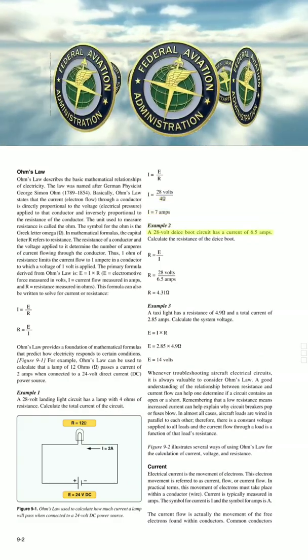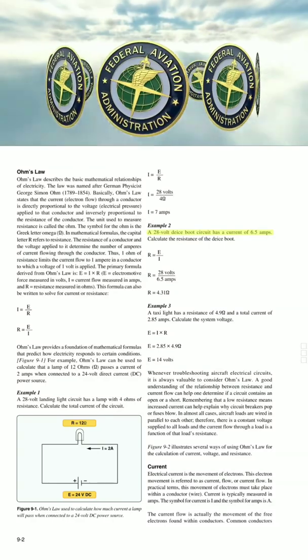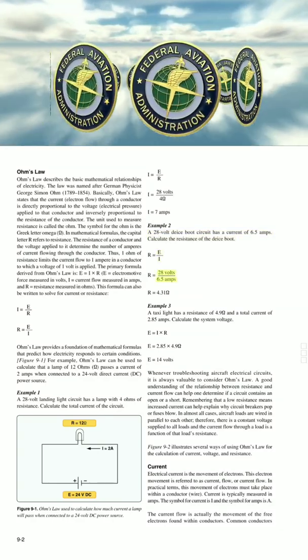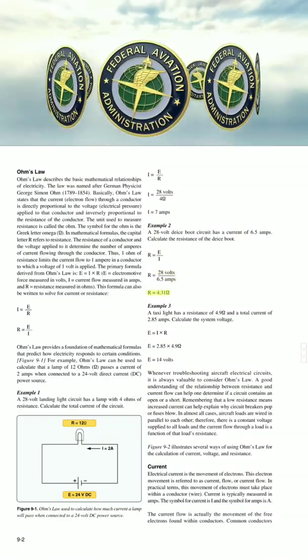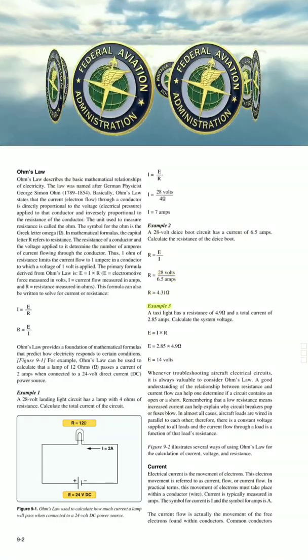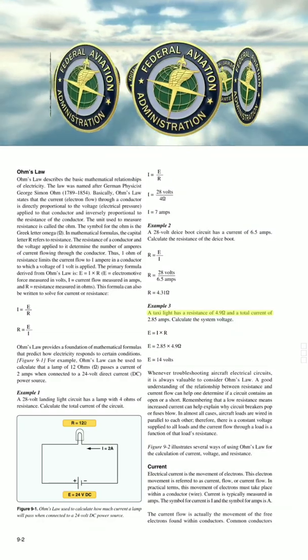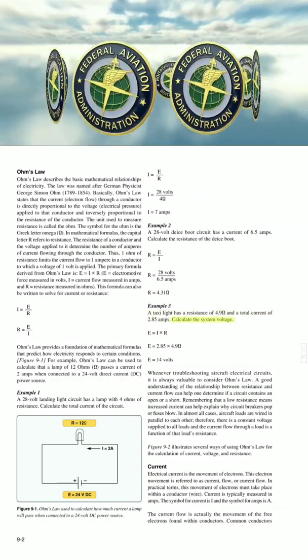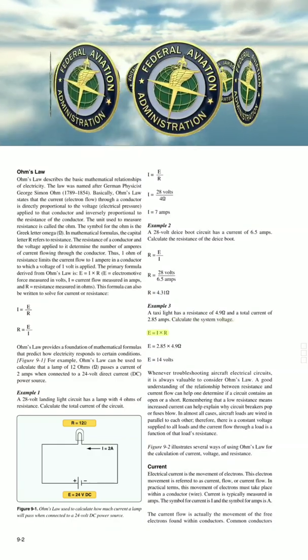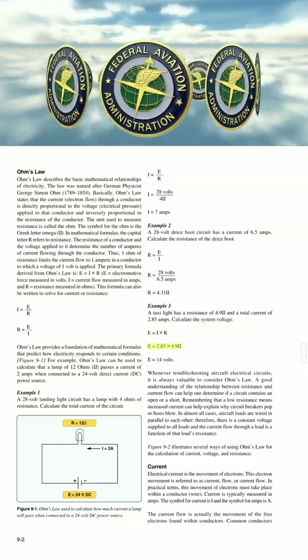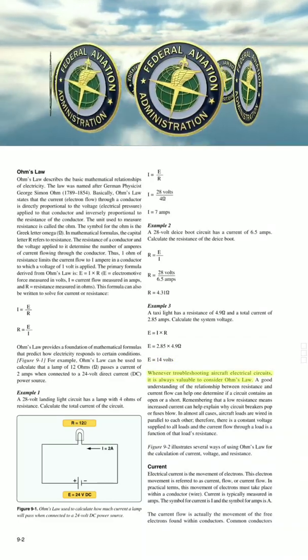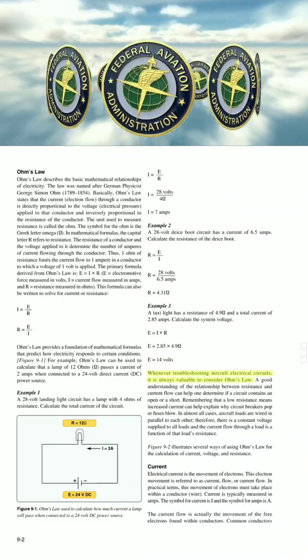Example 2. A 28-volt dimmer spot circuit has a current of 6.5 amps. Calculate the resistance of the dimmer spot. R equals E over I, 28 volts over 6.5 amps, R equals 4.31. Example 3. A taxi light has a resistance of 4.9 ohms and a total current of 2.85 amps. Calculate the system voltage. E equals I times R. E equals 2.85 times 4.9. E equals 14 volts.